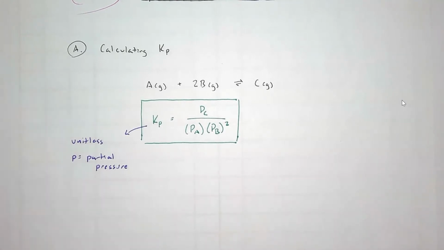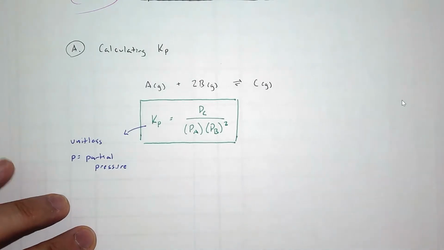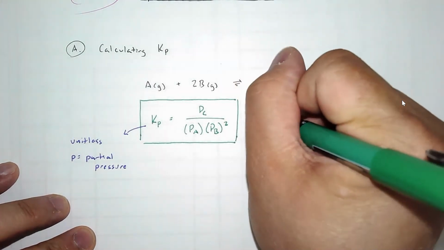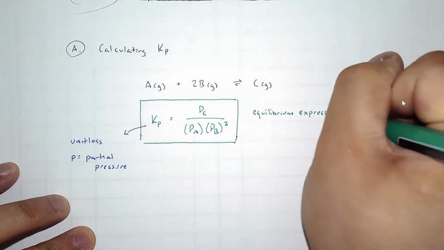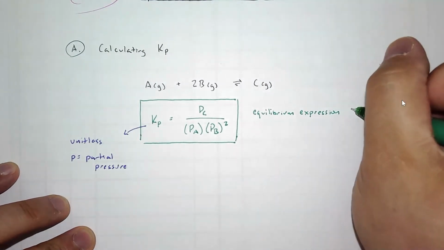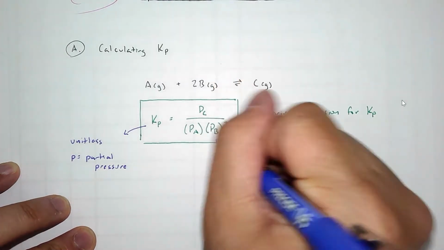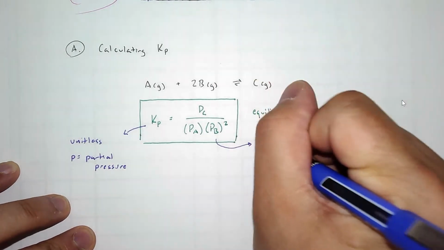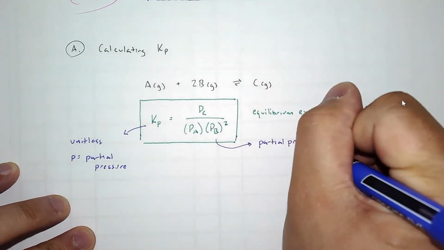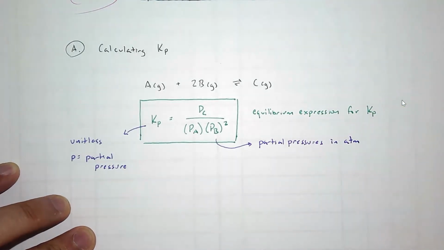Should we use a real reaction? Let's try. Right now we're just writing the equilibrium expression for Kp. The other thing is that these partial pressures should be in atmospheres. Okay, you'll see why in just a bit.